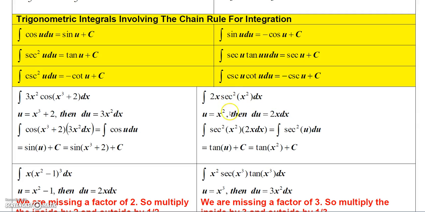Okay, now let's rearrange it. Let's put the 2x with the dx. And so we have the 2x dx right there. And guys, that's du. That's du, because du is 2x dx.